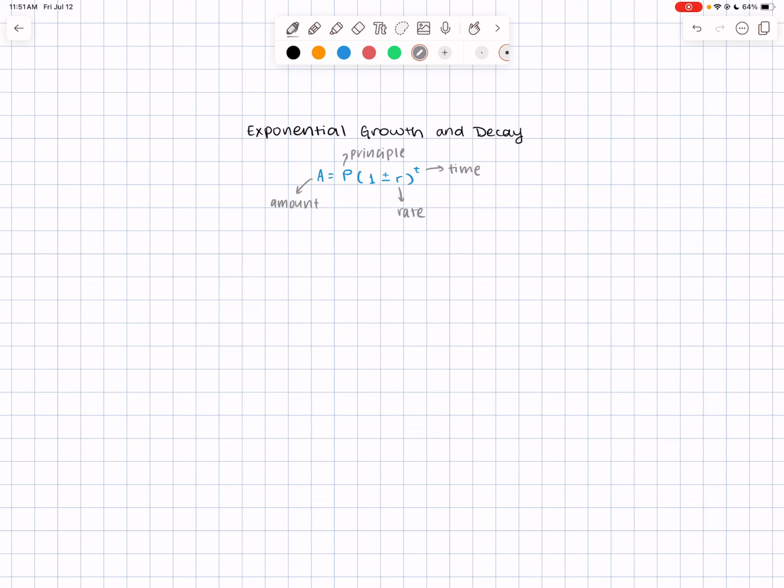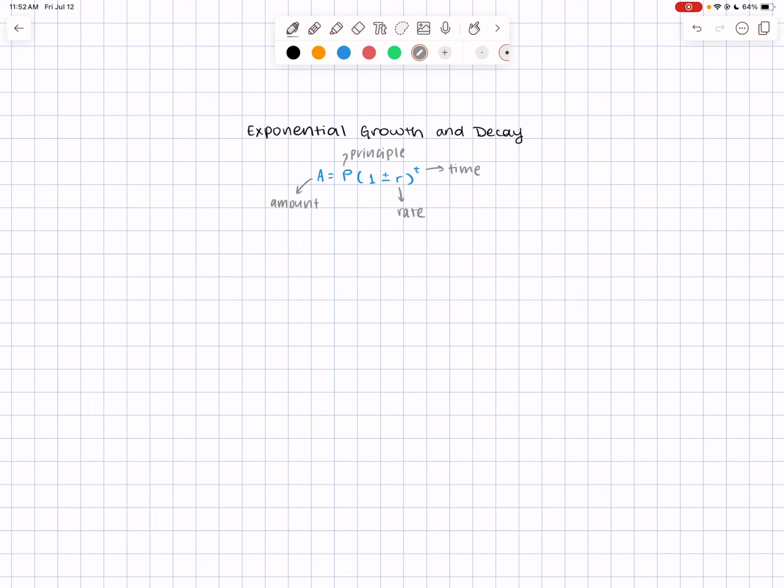An easy way to remember this is A is an amount which begins with a vowel, and so does end. End starts with the letter E. They both start with vowels, so that kind of matches up. And then principal is what you have at the beginning. Beginning starts with the letter B. They're both consonants, so that way you can kind of remember them.